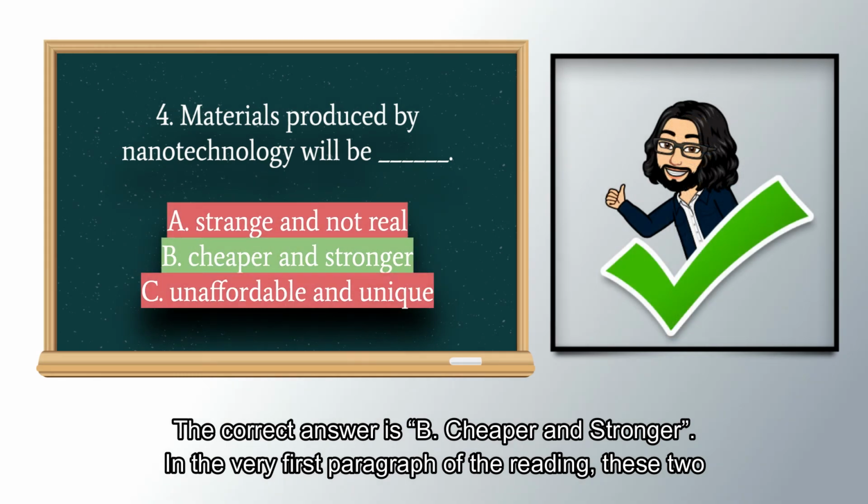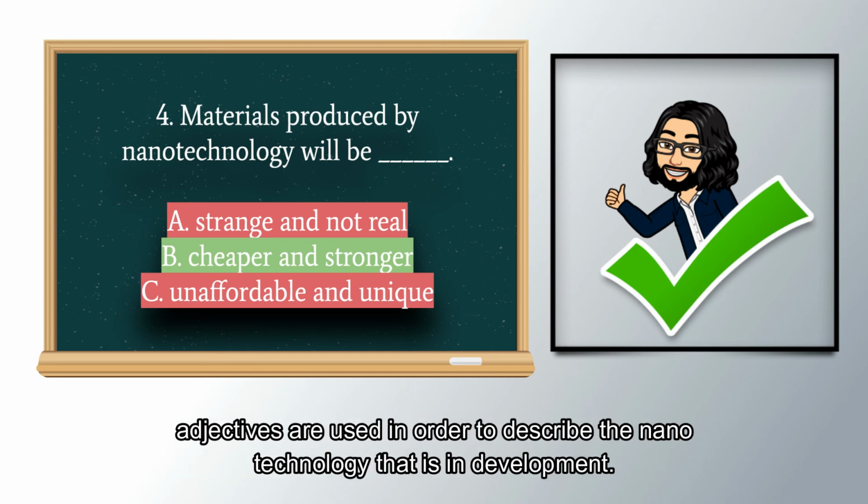The correct answer is B. Cheaper and stronger. In the very first paragraph of the reading, these 2 adjectives are used in order to describe the nanotechnology that is in development.